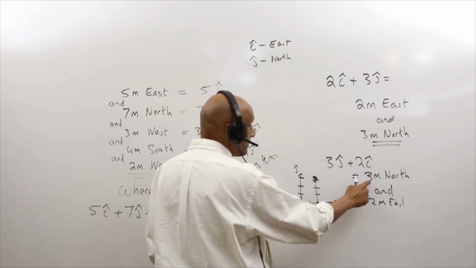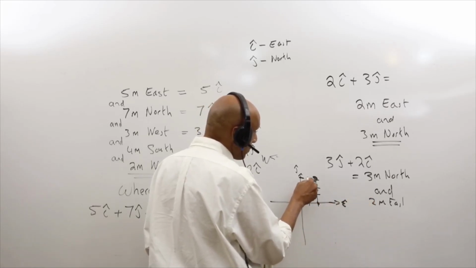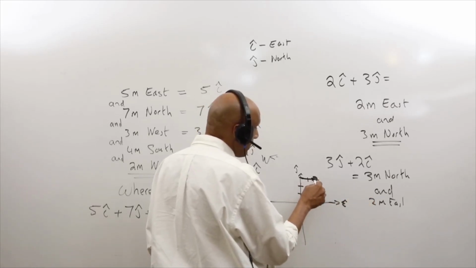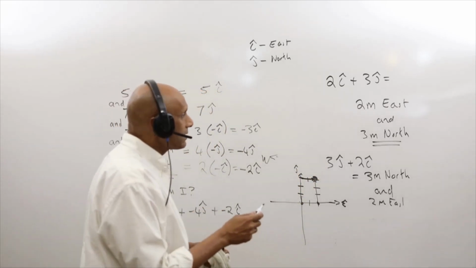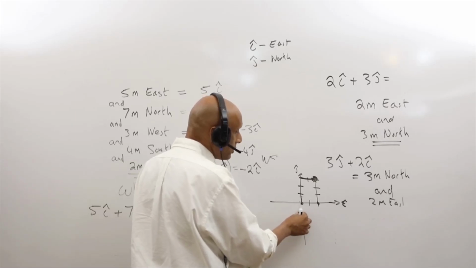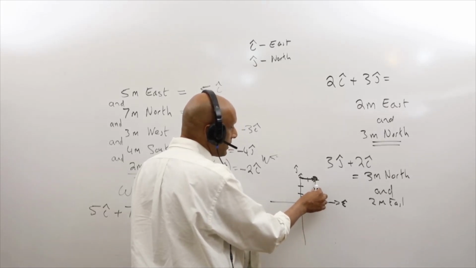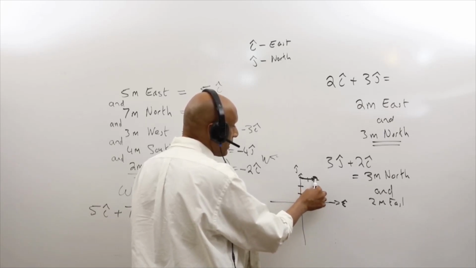So I've traveled 3 meters north. I'm over here now. And now I travel 2 meters east, 1, 2 along here. And guess what? I'm at the same point. That means that if I think graphically, traveling 3 meters north and 2 meters east is exactly the same as 3 meters up and 2 meters to the right.